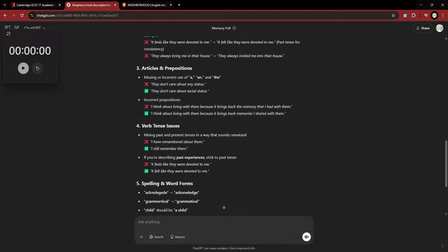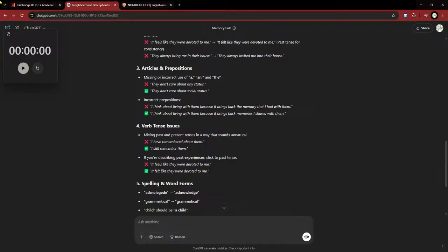Article, preposition. "They don't care about my any status." They don't care about social status. Okay, that makes sense. Incorrect preposition. "I think living with them." "I think about living with them because it brings back the memory that I had with them." Better: I think about living with them because it brings back memories I shared with them. Okay, I shared with them. Verb tense issues.